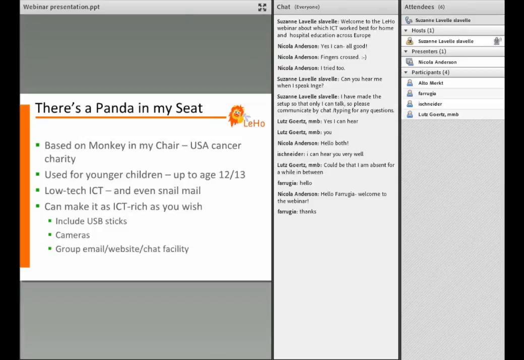But in the UK, because it is just for cancer children, there isn't a similar thing, so we changed it slightly and just made it open to all children who can't attend school due to illness, and called it A Panda in My Seat instead. And we used a low-tech ICT approach by using what we call snail mail. So there was no actual computing involved, and that's mainly because of the age of the children that we used this with.